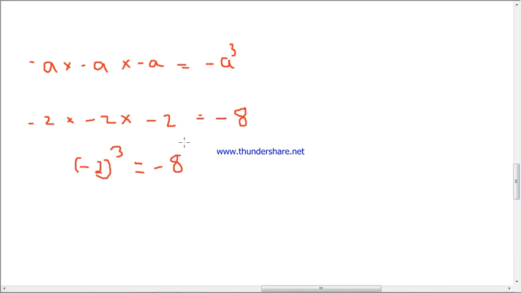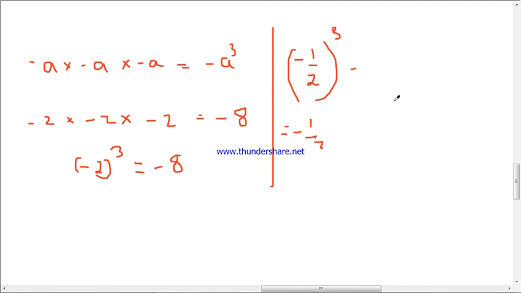The concept is the same. Similarly, I can take one more example: what is (minus 1 by 2) to the power cube? It also means minus 1 by 2 multiplied by minus 1 by 2 multiplied by minus 1 by 2, 3 times. Minus into minus is plus, plus into minus is minus. Your answer will come in minus, and 1 into 1 equals 1, and 2 into 2 into 2 equals 8. Therefore, your answer is minus 1 by 8.